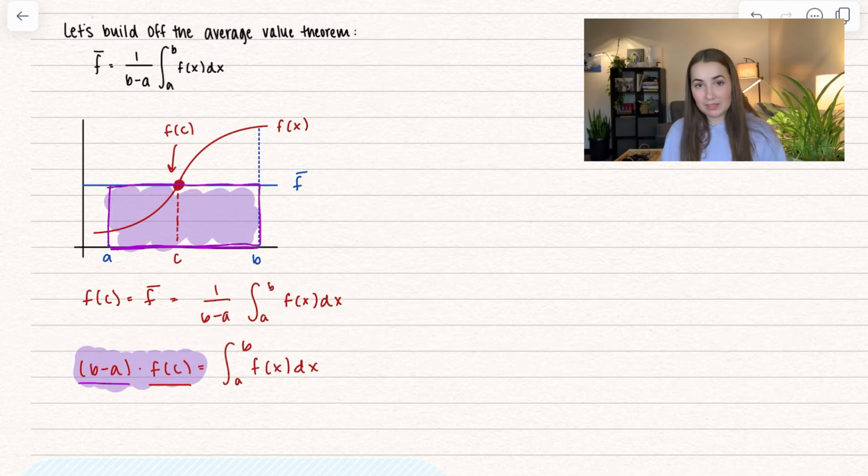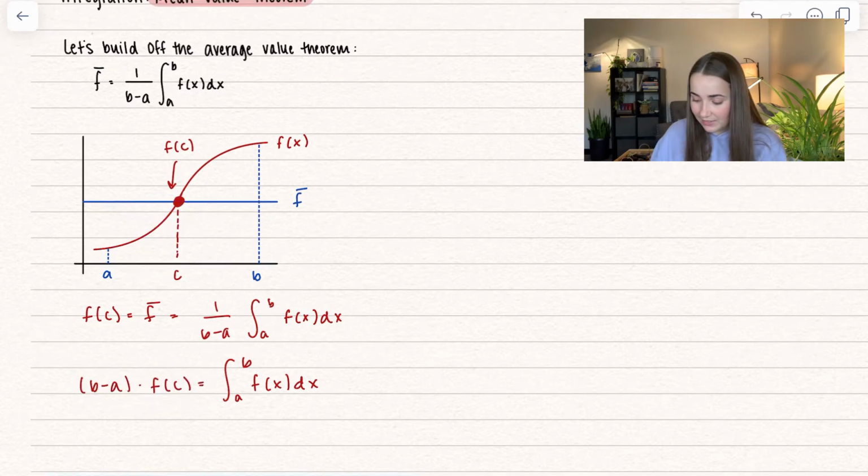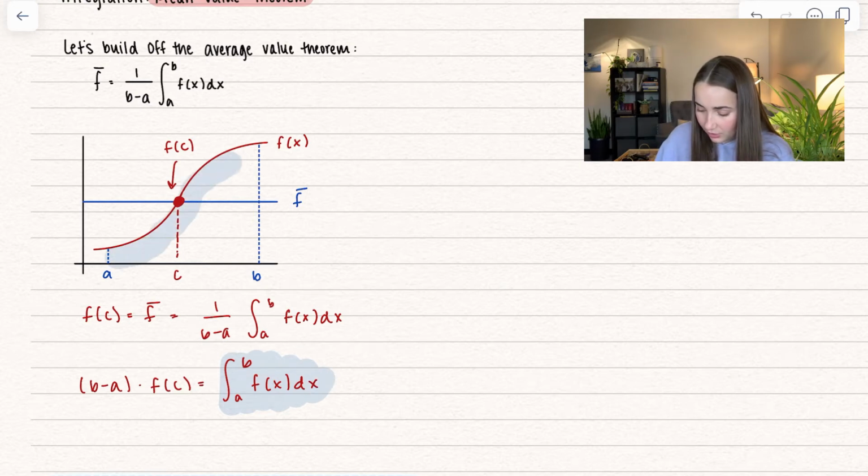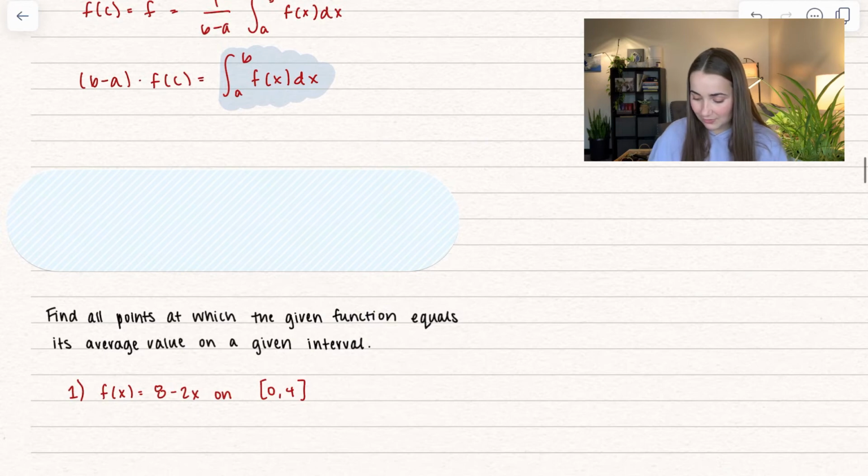Now let's talk about what this is equal to. Here we have this is equal to the integral of a to b of f of x dx, which represents the area between the curve and the x-axis, right? So it's going to represent this whole area. What this is saying is that we can actually find the area under the curve by using this rectangle right here. So let's talk about what this officially means.